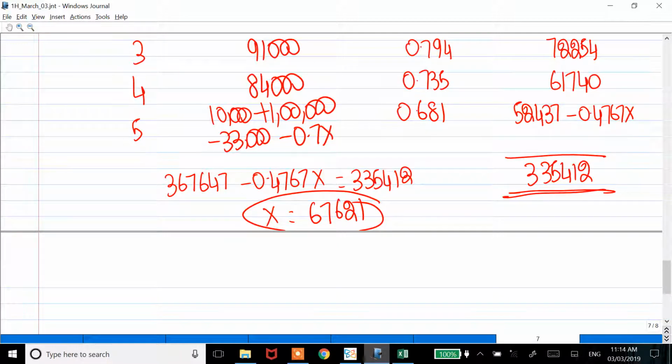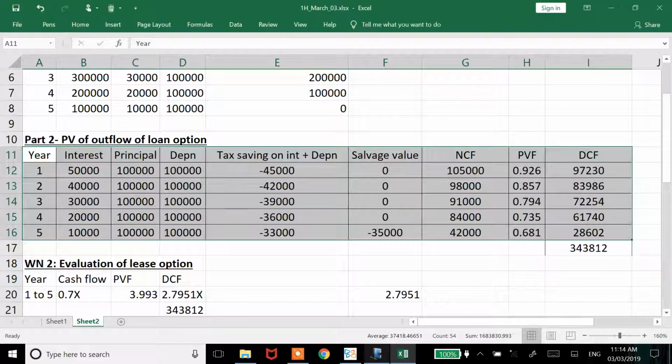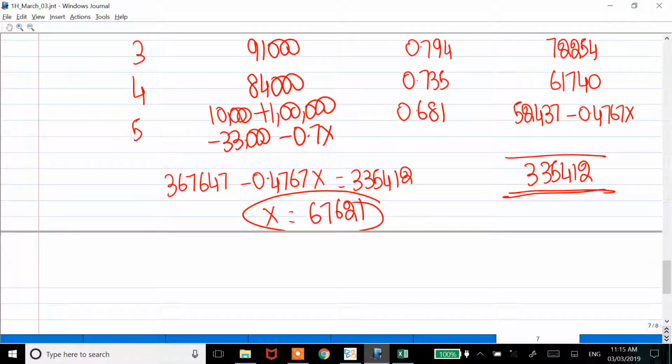What happened? Just check. If at all there's a mistake, your PVFs would be whatever you had earlier written, 926, 857, 794, 735 and 681. Let me know if there's a doubt here. Getting, not getting?